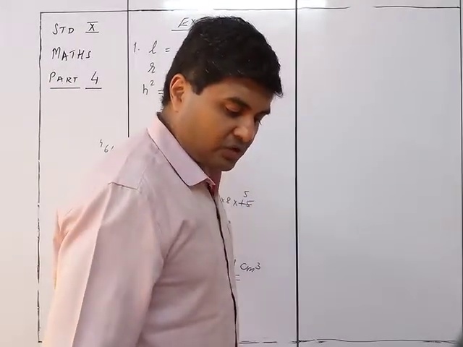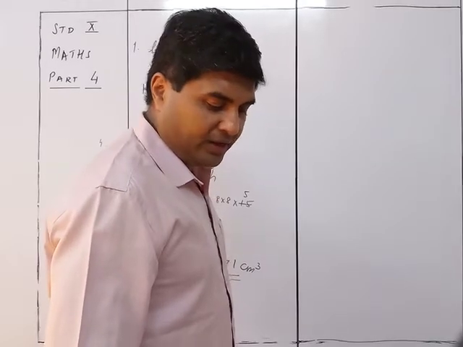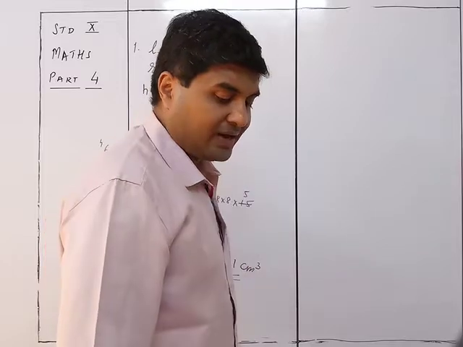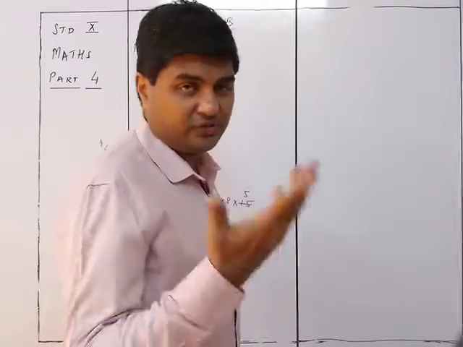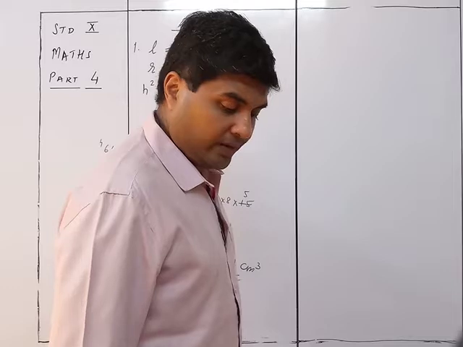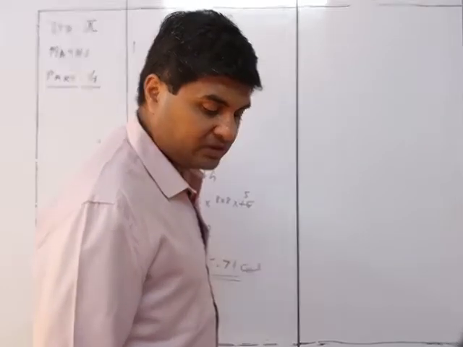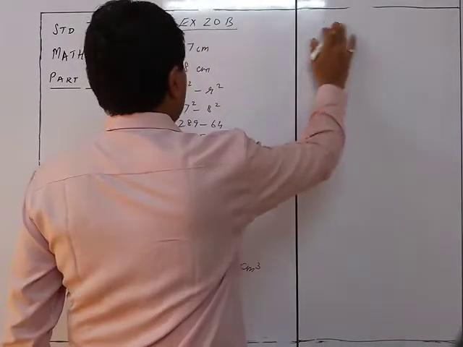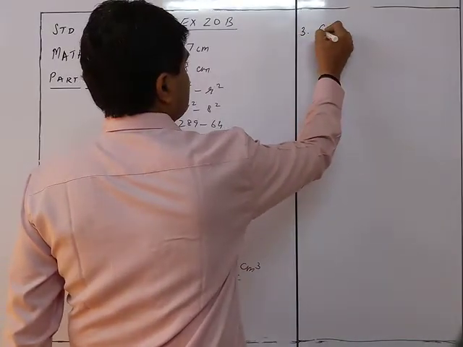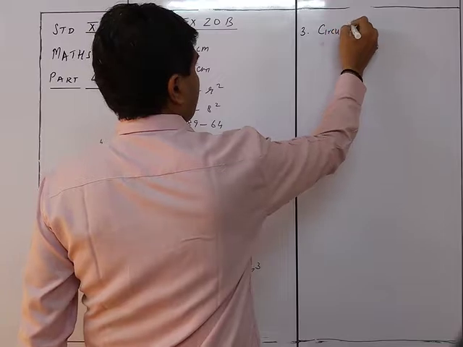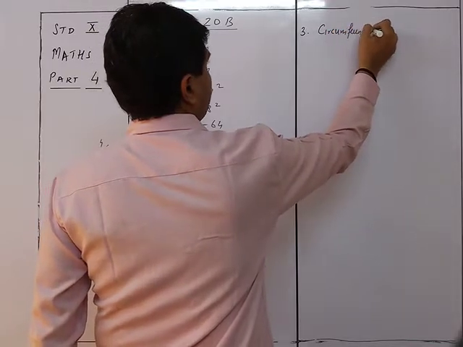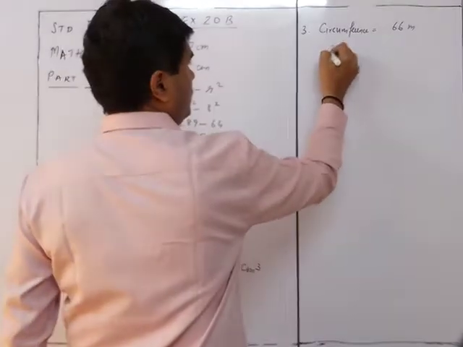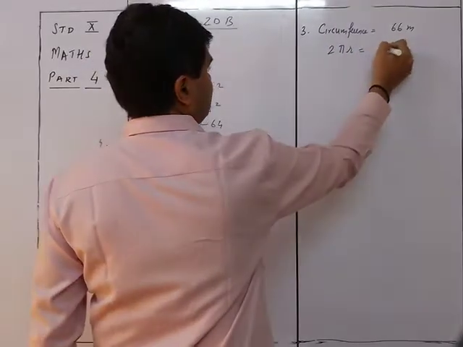The circumference of the base of a 12-meter high conical tent is 66 meters. Find the volume of the air contained in it. Okay, we just need to find the volume of the cone, wherein the height is given as 12 and the circumference of the base is 66. So we have circumference equal to 66 meters. So we have 2πr is equal to 66.